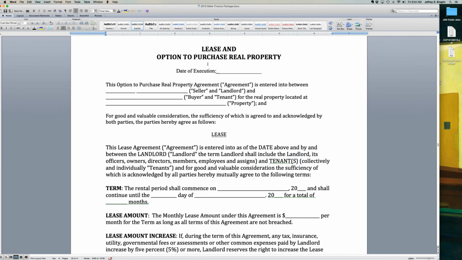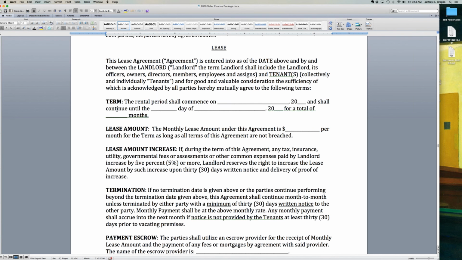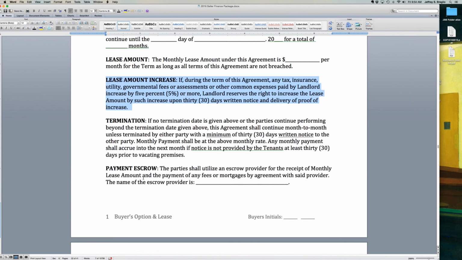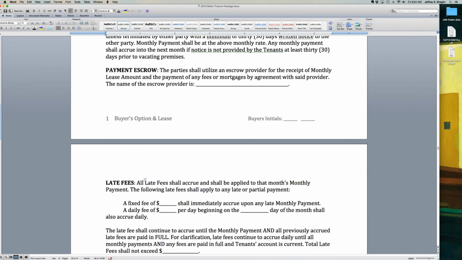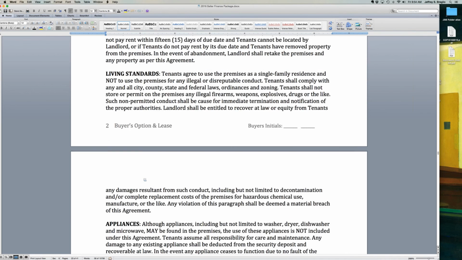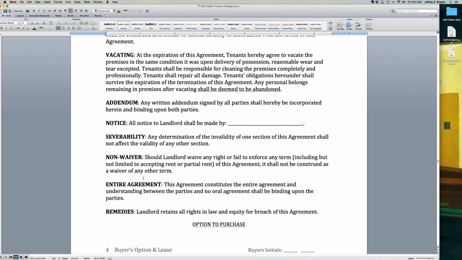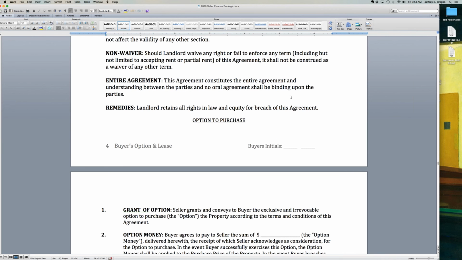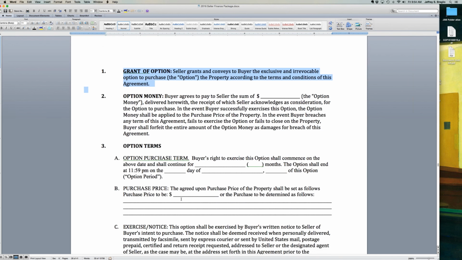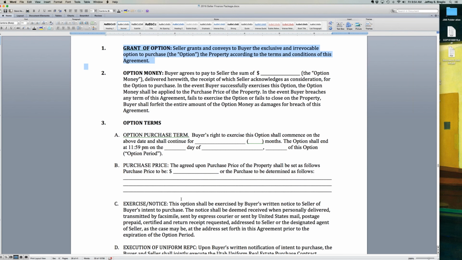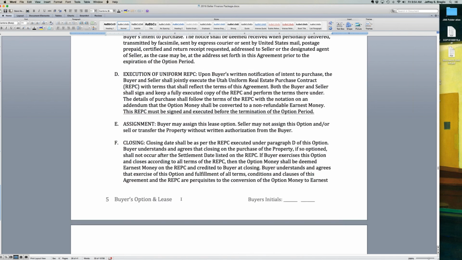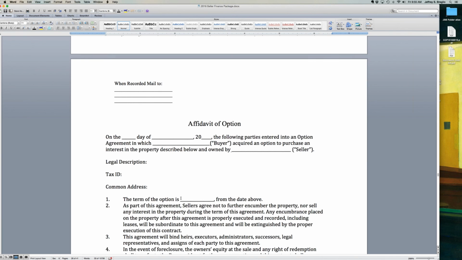Okay. So this one, because it's both in one, it's going to have the option terms, the information that you'd find in an option, and it's going to have lease terms. So here is your lease amount and possible lease increase and termination and stuff like that. Again, this looks like any other lease agreement or rental agreement, and you can go through this and modify it if you need to, but that first part is pretty much a lease, and here is the option, okay? So again, these are the option terms that look just like the option agreement above. It's pretty much the same thing. Okay, it just happens to be in one document rather than two, okay?